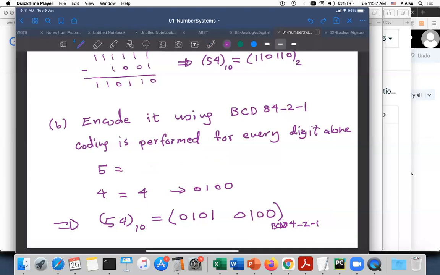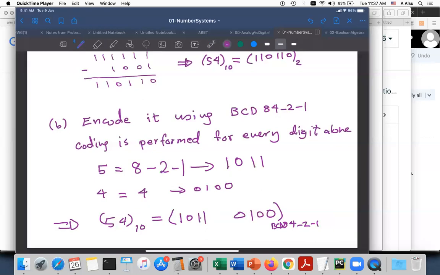Who can tell me what the 5 is? It's 8. 8 minus 2 minus 1. Excellent. Which means it's translated to 1 0 1 1. And the 4 is the same here. So the 5 is going to be 1 0 1 1, concatenated with 0 1 0 0. This is in BCD 8 4 minus 2 minus 1.